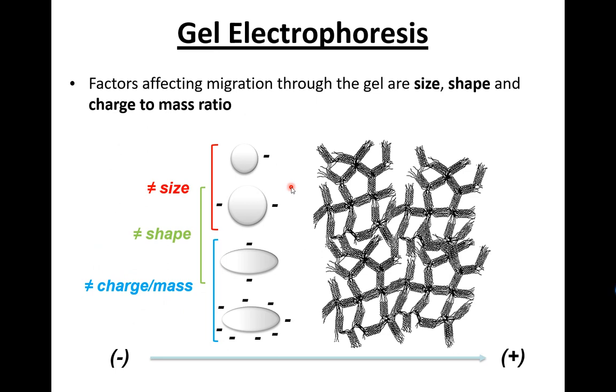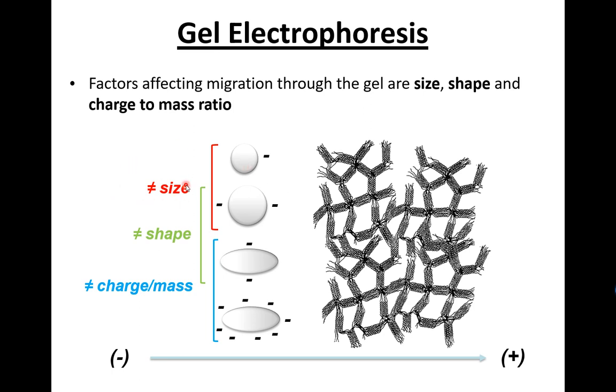Now, what affects the migration during a gel? And this is important for what you'll be doing in the lab. You'll be running an agarose gel in the lab. In theory, there are 3 factors that would affect the migration of any charged molecule put in an electric field through a gel. These are the factors.